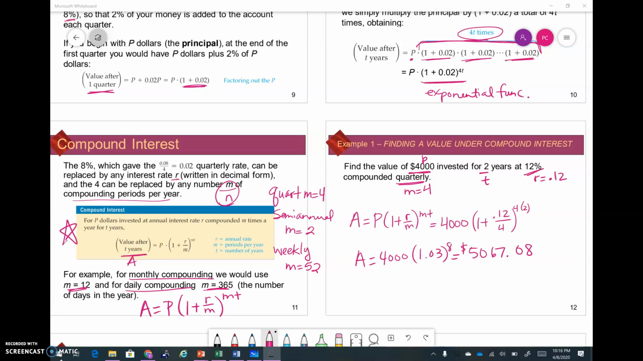I do several steps to plug all this in. At the very end, you should get $5,067.08. Since we are talking about money, you will always round to the hundredths place, 2 decimal places, because money always has 2 decimal places. All right, we're going to continue on in the next video.